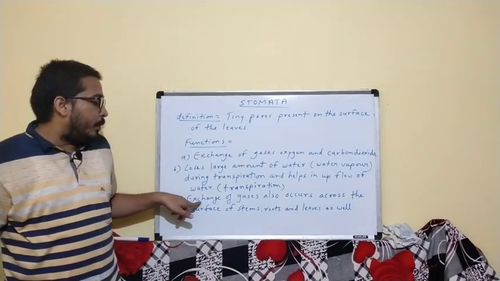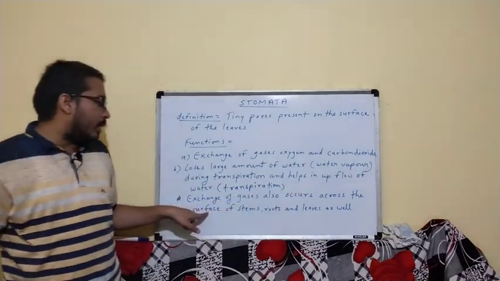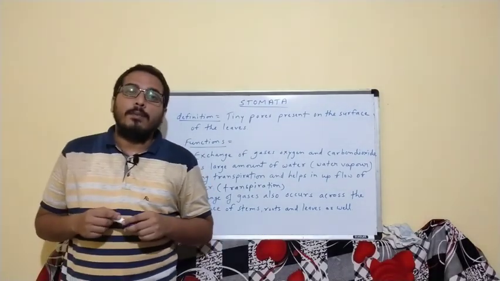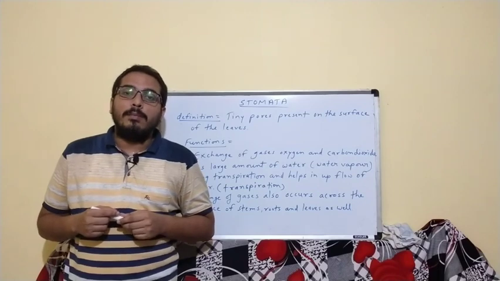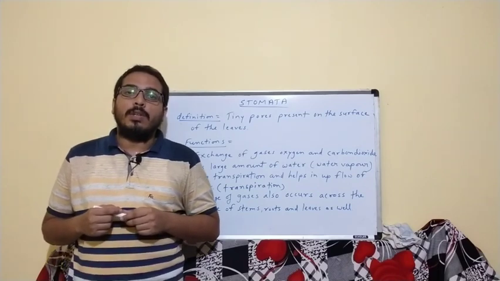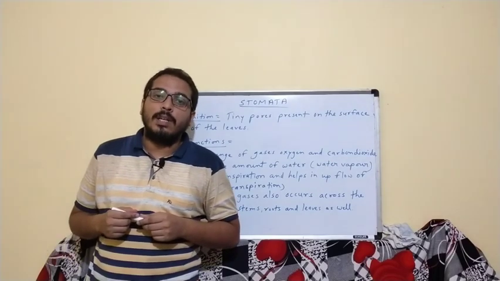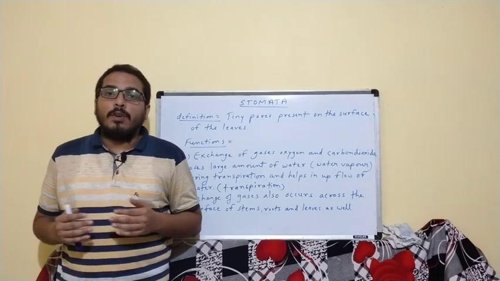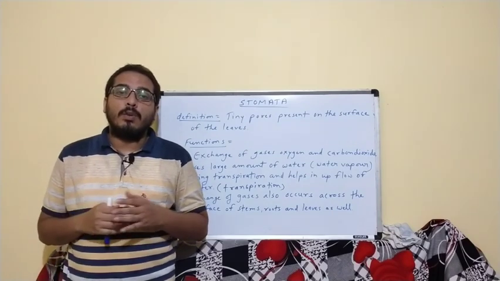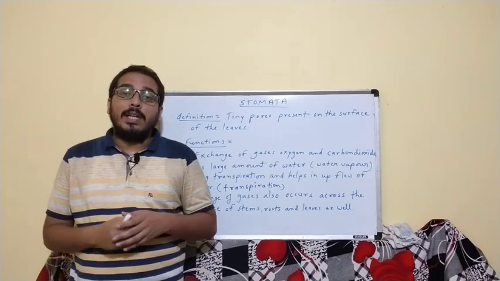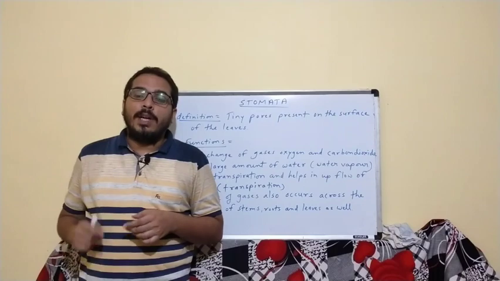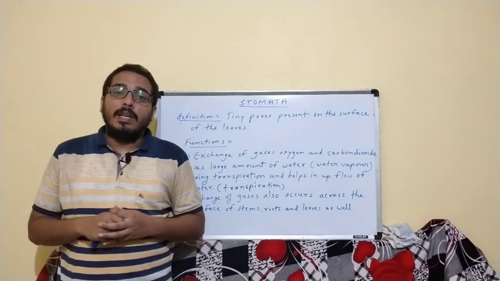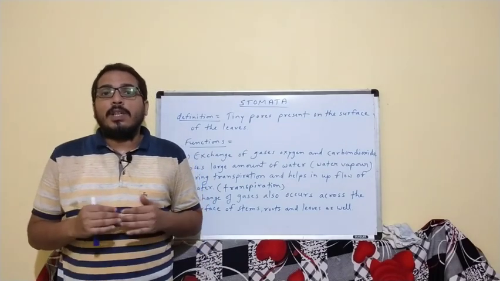And one more point for you, exchange of gases also occurs across the surface of stems, roots and leaves as well. Is it clear? In many plants, generally not roots, but stems and leaves both appear green. So why do they appear green? Because of the presence of chlorophyll. And we know that where chlorophyll is present, chloroplast is also present and stomata will also be present. So my dear students, this is a point to note, because we cannot say that the exchange of gases can take place only with the help of leaves.